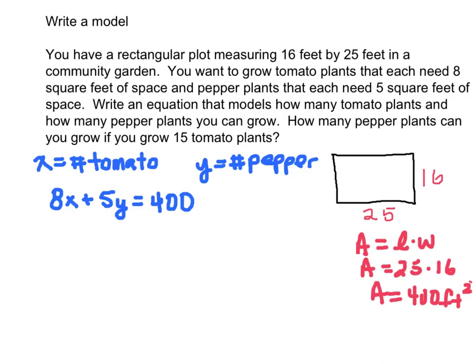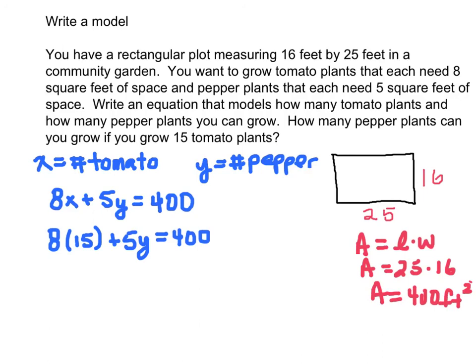Now they're asking me to actually use the model. They want to know how many pepper plants can we grow if we grow 15 tomato plants. And so I'm going to say, let's let there be 15 tomato plants. I'm going to let x be equal to 15. And so it will become 8 times 15 plus 5y is equal to 400.